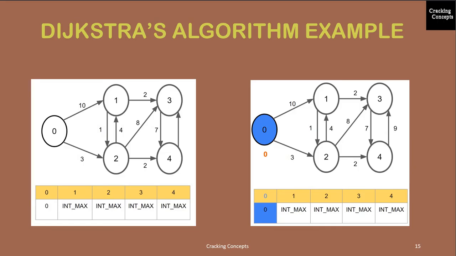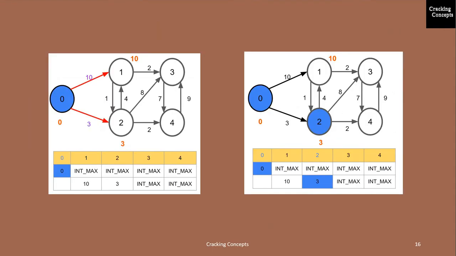Now on examining 0, I see that there are two connections, 0 to 1 and 0 to 2. And there are distances 10 and 3. But the distances here are infinity. So I can update the table with these values 10 and 3. Now looking into 3 and 4, they are not reachable from 0. So we can say that they are at infinity.